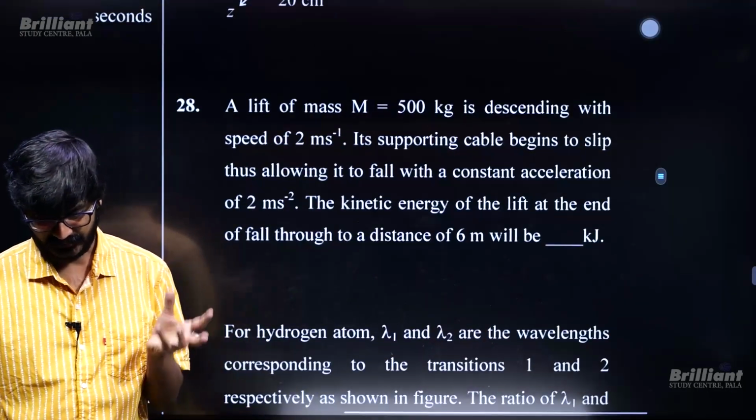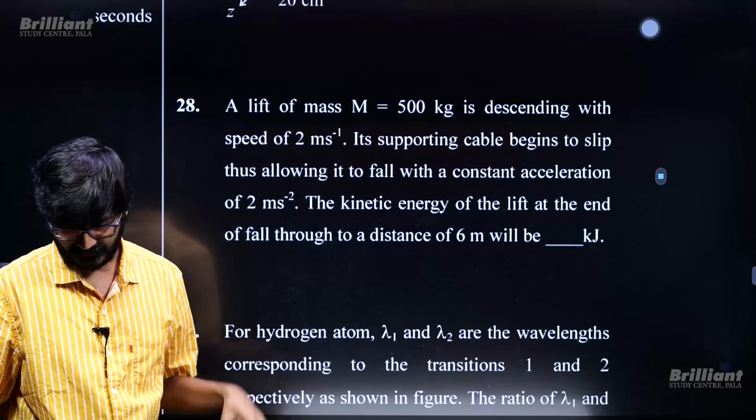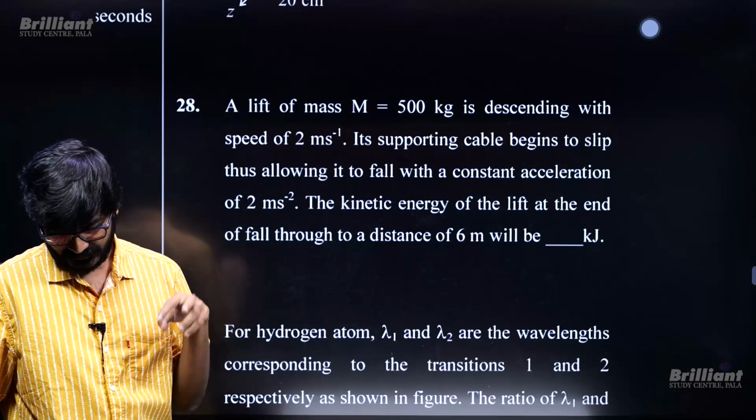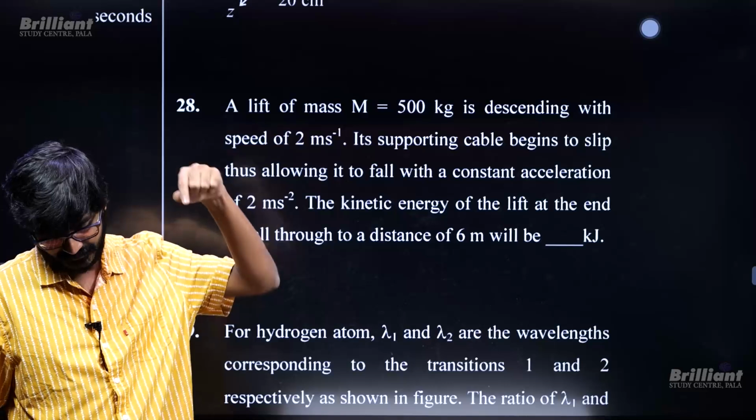A lift of mass 500 kg is descending with a speed 2. Its supporting cable begins to slip. That's how you will be getting an acceleration 2.